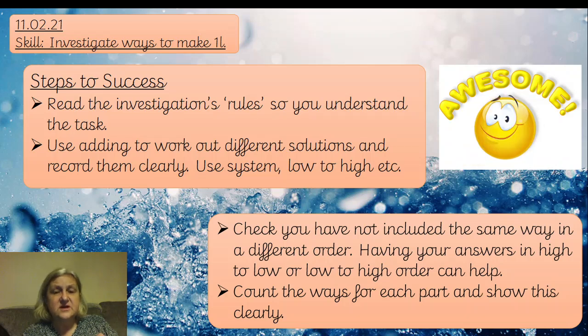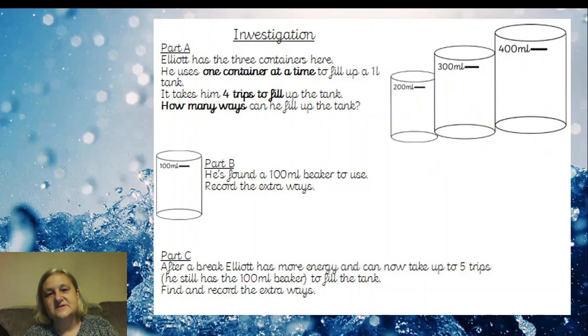When I did it, I had done that, so I had to scrap one. Having your answers in high to low or low to high order can help. I don't work very systematically, so don't do what I do, do what I say, and count the ways for each part and show those clearly as your answer. And finally, that's the investigation for you, and that's exactly the same as the one on the previous slide, but it's just not moving around, and it's got everything on it for you. Okay, do your best with those today, and that's it from me for now.